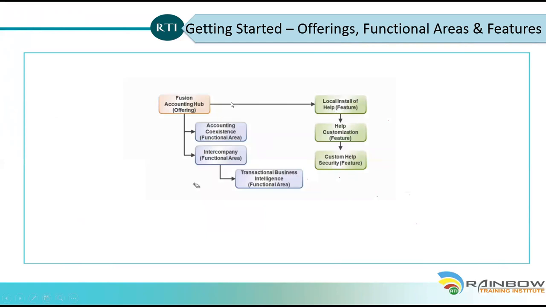Same thing with Fusion Accounting Hub, where we have the list of features. We can enable it at Accounting Hub level, or we have the list of functional areas, accounting coexistence and intercompany, and under intercompany we have the transaction business intelligence functional area. This is a typical implementation. To start the implementation, this is what we need to understand: what features we need to opt in and opt out, and what functional areas we have to take.